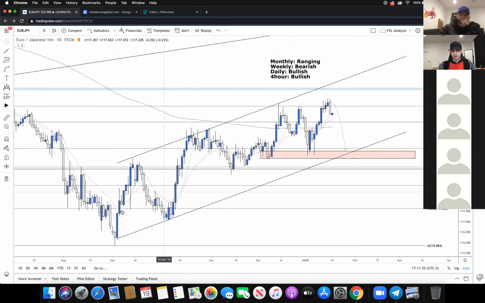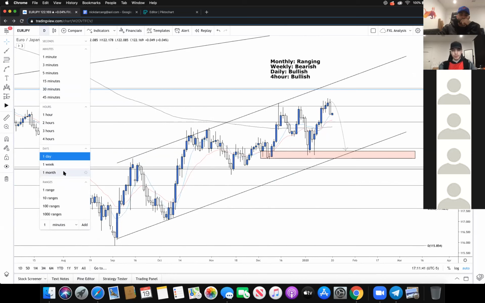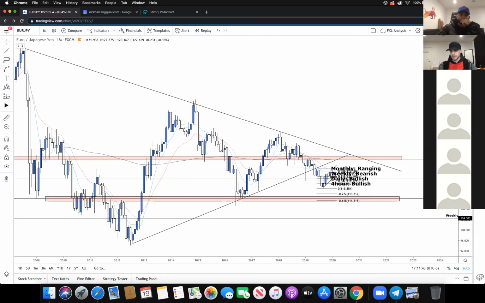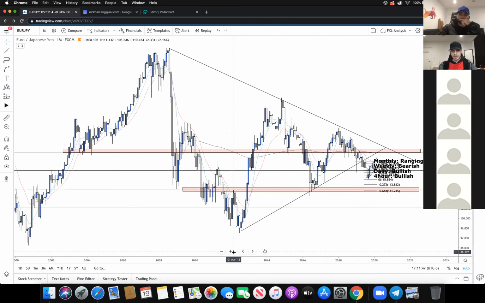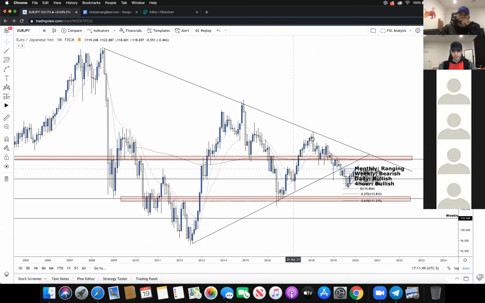So strong channel here. This is the daily time frame for EJ. The monthly is ranging. So this is what I was telling you guys about, how it's forming lower highs and higher lows. So this is the monthly. We can see we got a lower high, a higher low, lower high, higher low. It's just kind of squeezing and consolidating on a monthly, but how much weight does that hold right now?